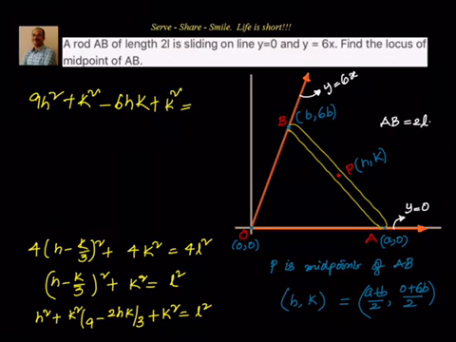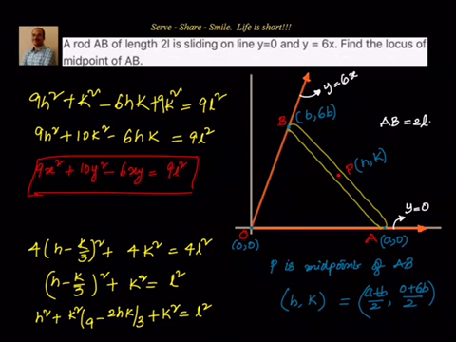Since we have the whole equation in terms of h and k, we can now replace them with x and y to get the locus. So the locus will be 9x square plus 10y square minus 6xy equal to 9L square. That is the locus of the midpoint of the sliding rod, the rod which is sliding, for a change, not on the coordinate axes but on the x-axis and another line y equal to 6x.